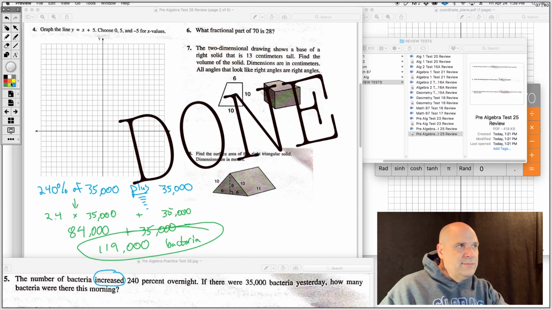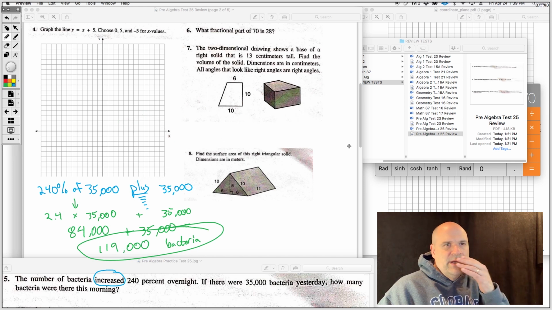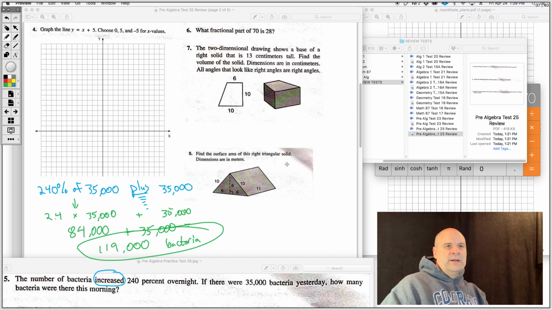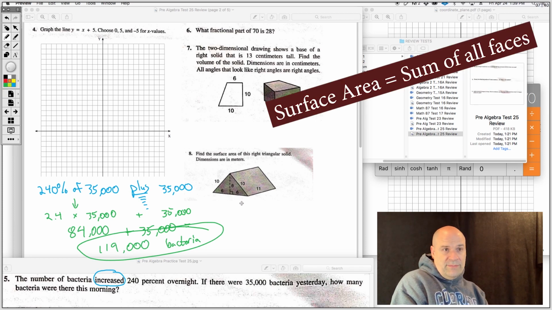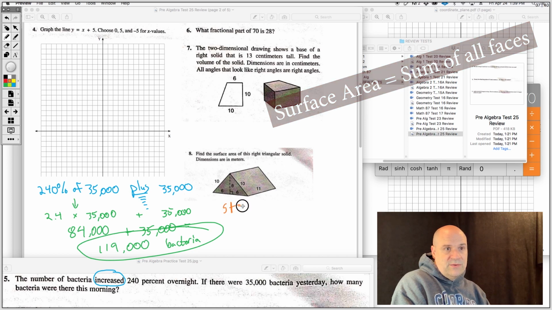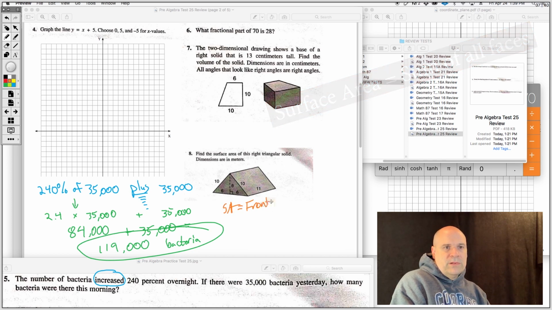Number 8. Here we go. Find the surface area of this right triangular solid. Dimensions are in meters. Okay, so surface area is going to be a bunch of different faces. We got the front, the back, the left, the right, and the bottom. We just have 5. Okay, so surface area equals front plus back plus left plus right plus bottom.